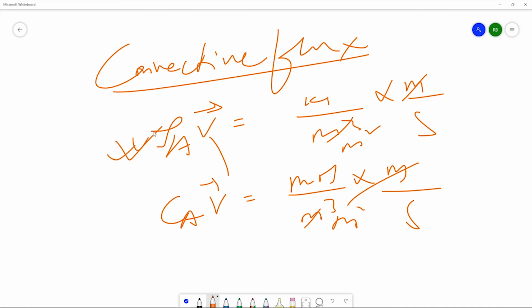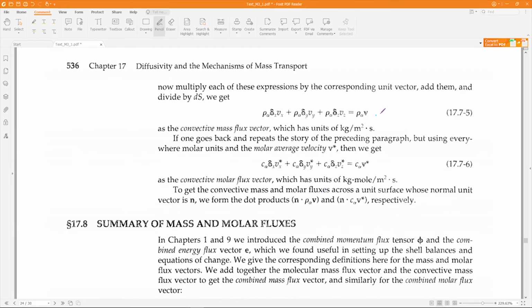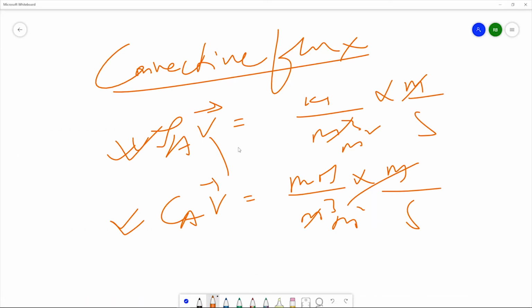So this convective flux is defined like this. In mass units, this is density, mass concentration into velocity. In molar units, it is molar concentration into velocity. Okay. Same thing is written here. So V means it is mass average velocity. V star means molar average velocity. Okay. If you are calculating the convective flux in terms of mass units, you have to multiply with the mass average velocity. If you want convective flux in terms of the molar units, then you have to multiply with the molar average velocity. Okay.